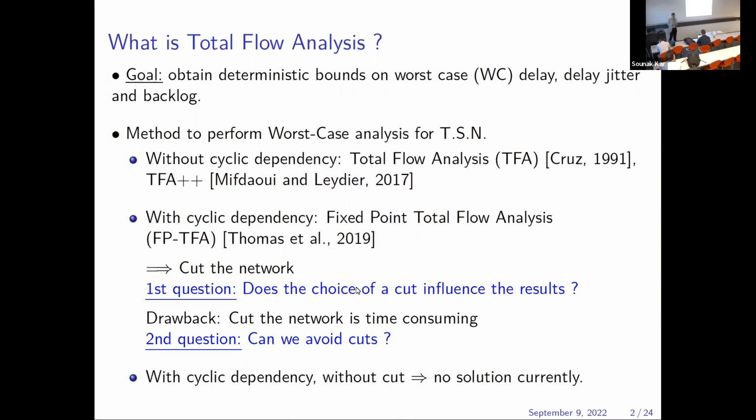So the first question we ask is, does this cut have an influence on the result? If we choose one cut or another cut, does it have a different result in terms of convergence and in terms of bounds we obtain? The second point is that we notice a drawback in this algorithm: the computation time of cutting the network, because they want a minimal number of cuts. And the question is, can we avoid cuts? That's why I will present several algorithms that solve this problem without cutting the network.